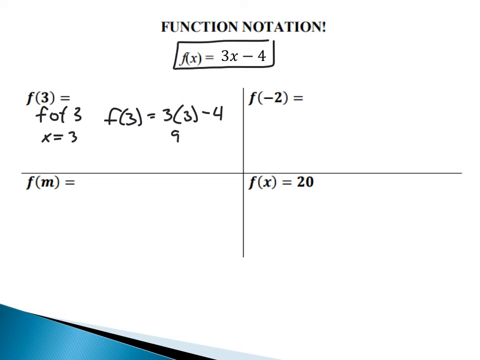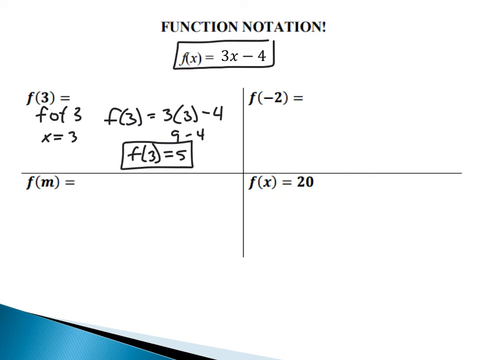3 times 3 is 9, minus 4 is 5. So I know that f of 3, that's a 5 there, not a 3. Sorry about that. We got f of 3 equals 5. So that would be my answer. And that's how I'm going to write it too. I'm basically going to say the function when x is equal to 3 is going to be equal to 5.